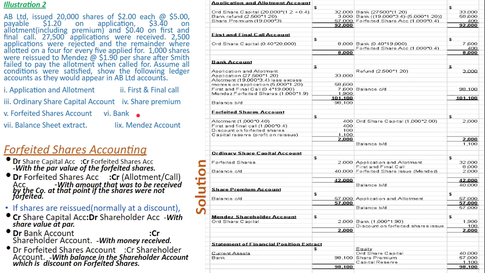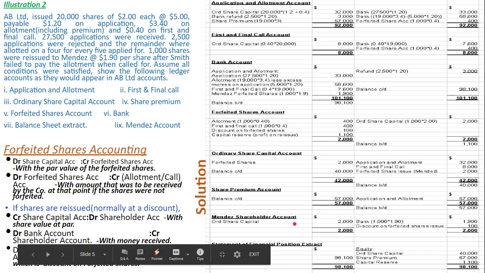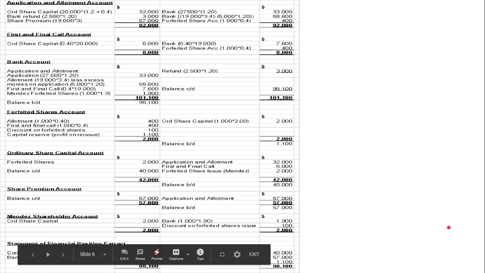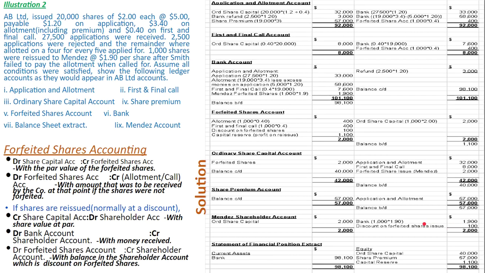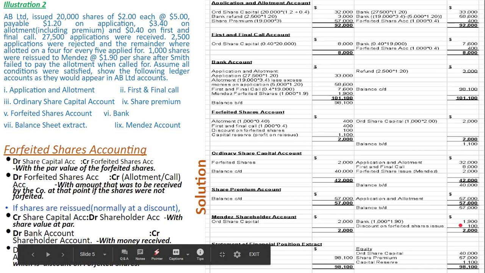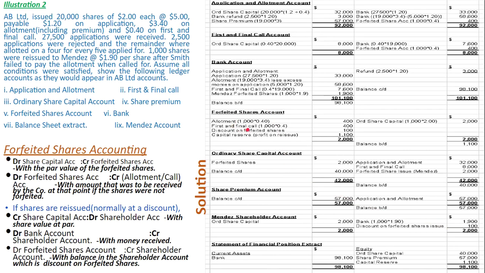Lastly, we are told that the debit balance on the shareholder account is a discount which needs to be debited to the forfeited shares account and credited to the shareholder account. We will see that on our new shareholder account, Mendes account, we have a balance of $100. So we credit the account with narration discount on forfeited shares issued $100. Double entry, we debit forfeited shares account with discount on forfeited shares $100. So that's it with our accounting notes.